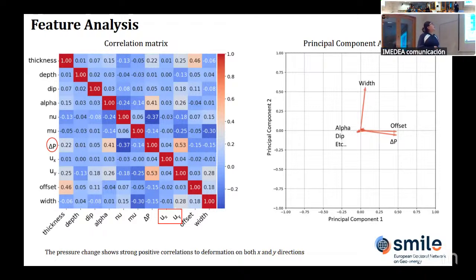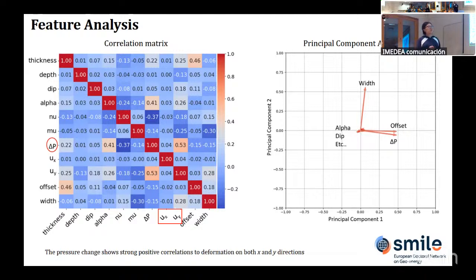In this chart, the higher value means a strong correlation between two parameters. From this chart, we can see here the delta P, which means the pressure change during the CO2 injection, actually has the highest correlation score with UY, the deformation on the y-axis. So the pressure change shows a very strong positive correlation to deformation, especially in the y direction.